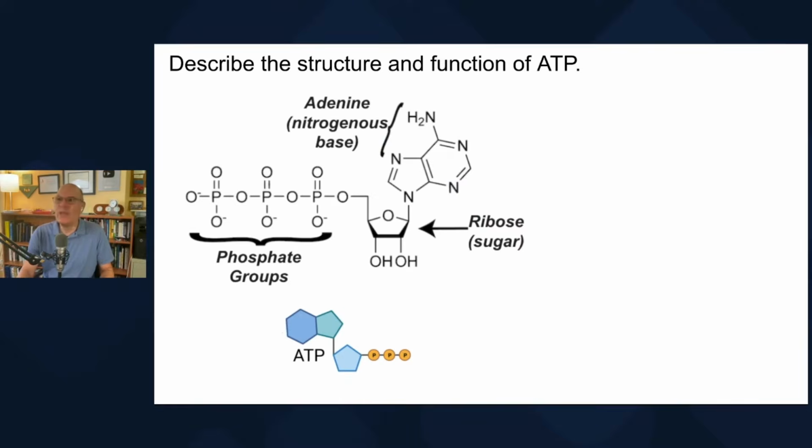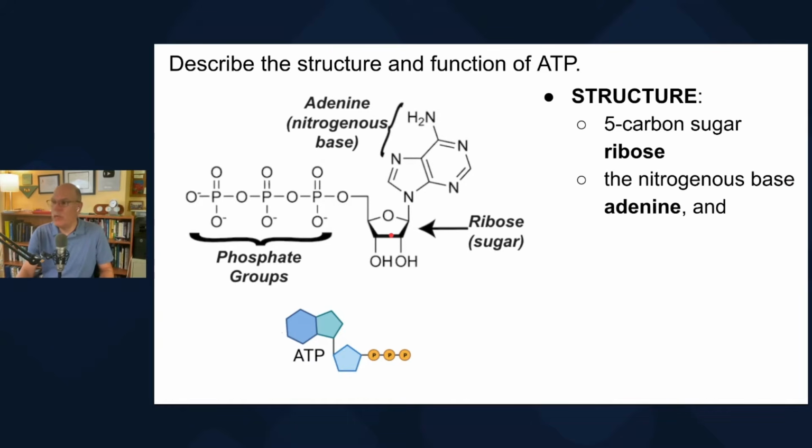Let's talk about the structure and function of ATP. You have a 5 carbon sugar, ribose, the same sugar that's found in RNA. You have the nitrogenous base, adenine, and we have 3 phosphate groups, one over here, and one over here.